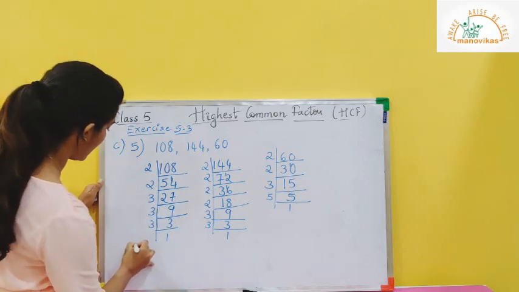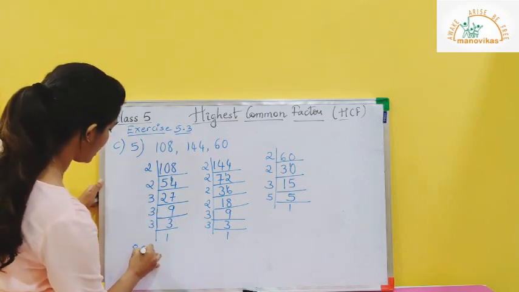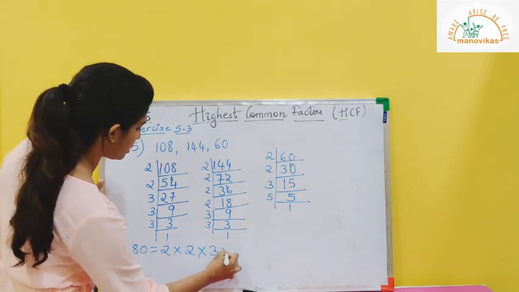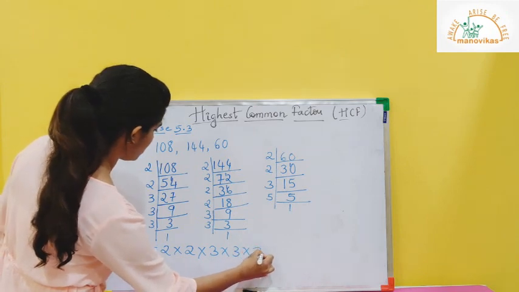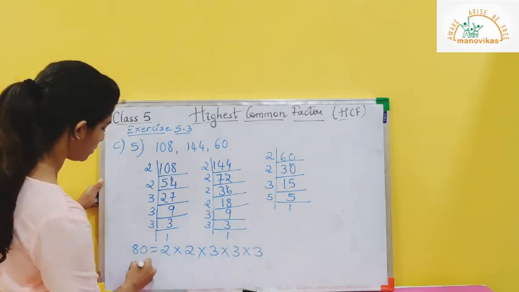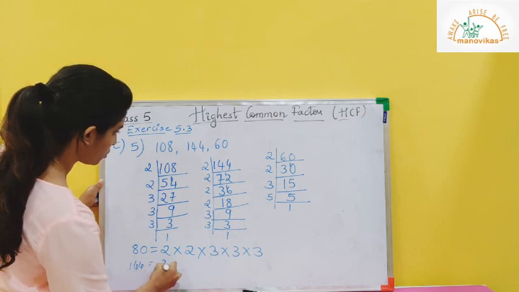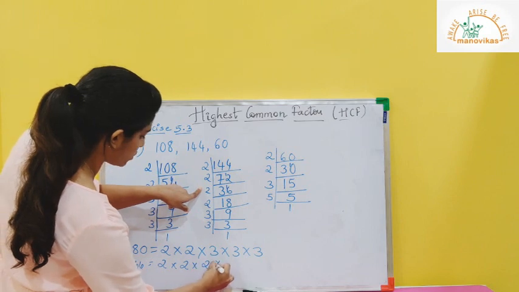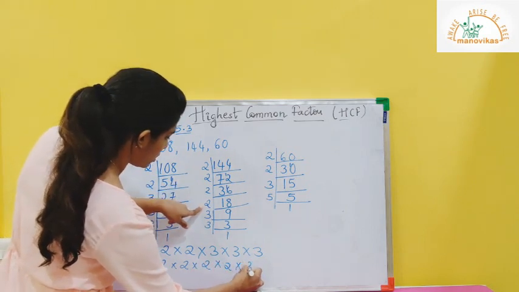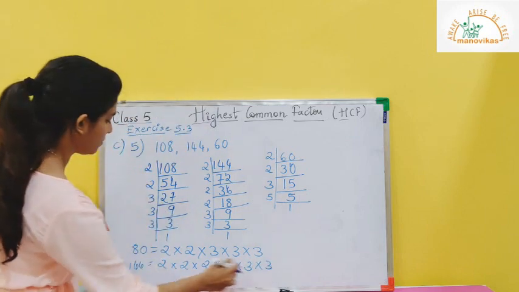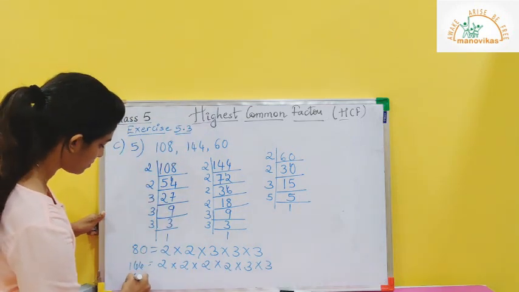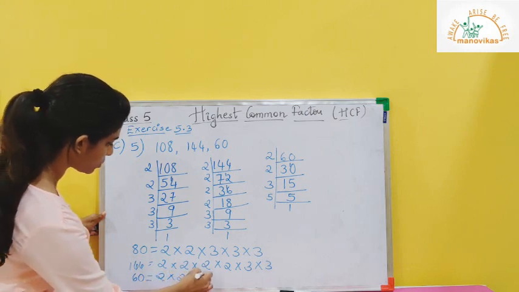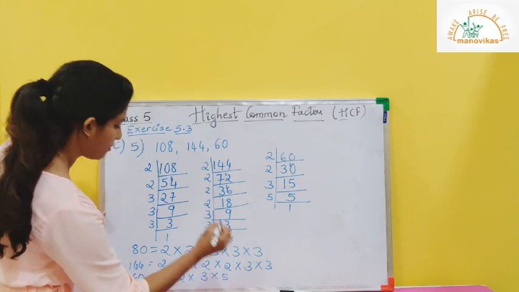Now you write all the prime factors here. So 108 is equal to 2 into 2 into 3 into 3 into 3. 144 is equal to 2 into 2 into 2 into 2 into 3 into 3. Next number is 60. 2 into 2 into 3 multiplied by 5.